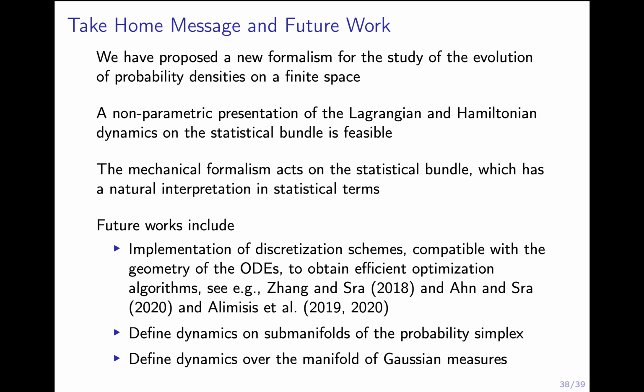Future work includes the implementation of discretization schemes in optimization, which are compatible with the geometry of the space, and which allow us to move from the continuous dynamics to practical algorithms. Here there are some references of discretization schemes studied in the context of Riemannian manifolds, which can be adapted to these settings. And of course we are interested in studying other cases, not only the simplex, which are of interest in optimization. For example, the case of manifolds of probability distributions parameterized with natural parameters, for example of the exponential family, or dynamics on the manifold of Gaussian measures, which are of interest in continuous optimization.